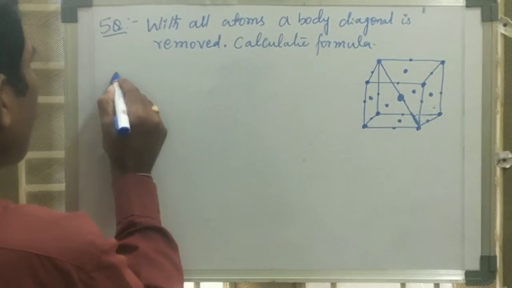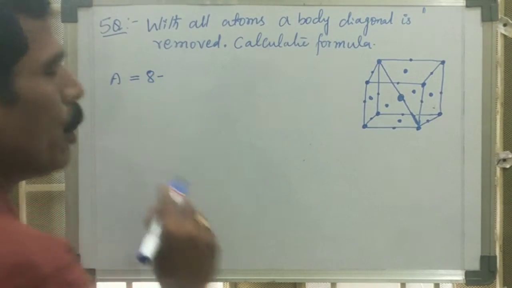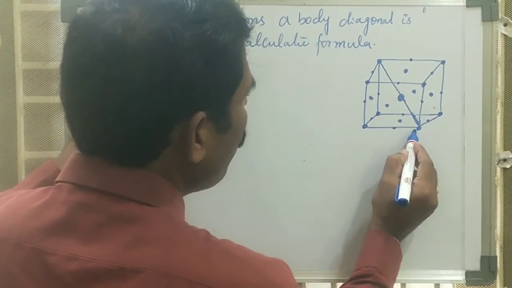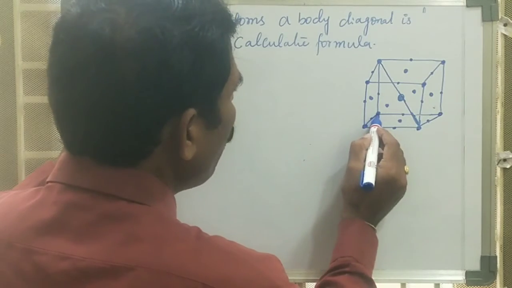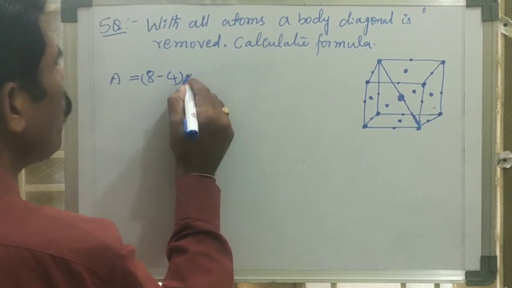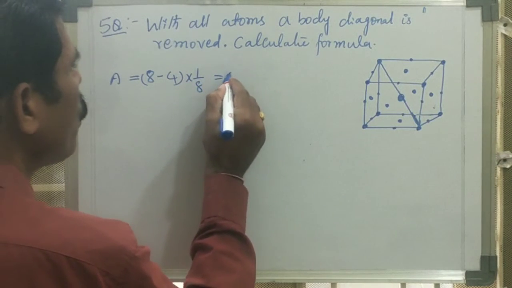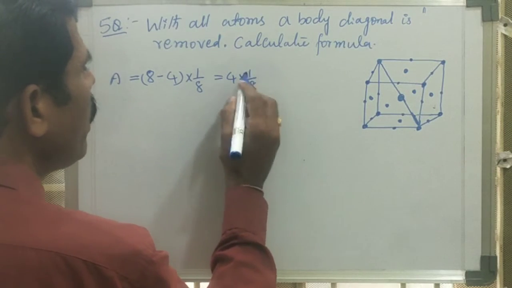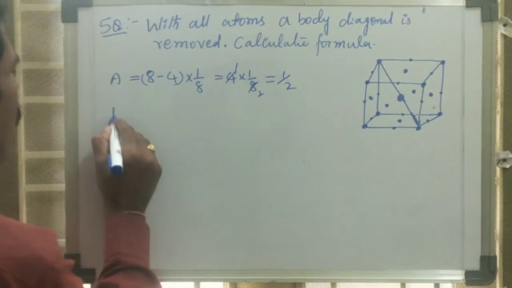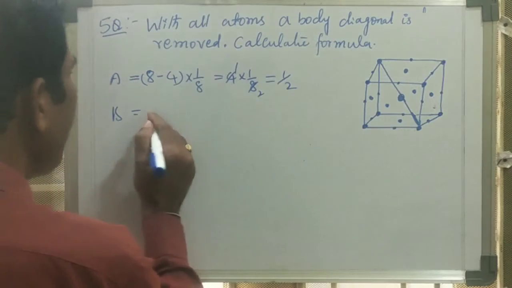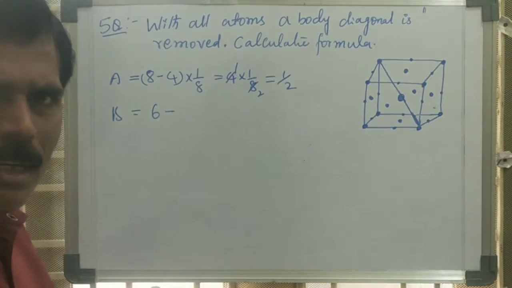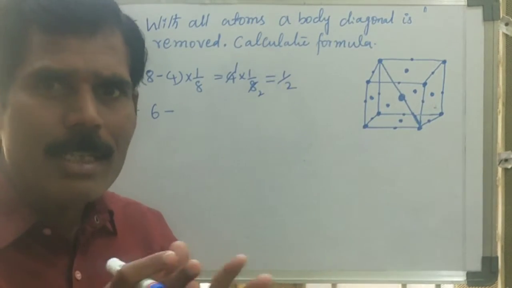So here A is equal to totally 8 corner atoms. Half of them means 4 remain, and its contribution is 1 by 8. So 4 into 1 by 8, finally 1 by 2. This half is left. Then go for B. Totally 6 faces are there, and half of them are removed because the body diagonal is removed.